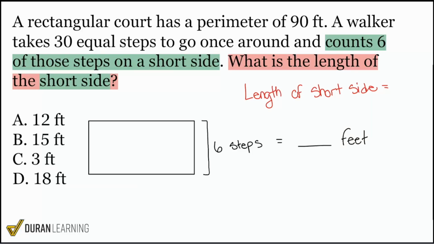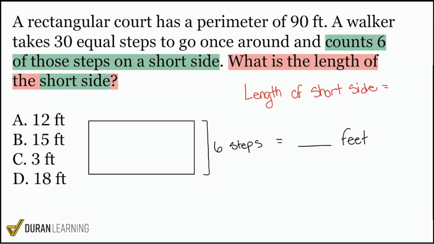So to do this, everybody, if we knew how long one step was, do you agree that we could just take one step and multiply it by 6, and that would give us the total distance? Do y'all think that that would give us the answer? If I knew how far one step was, I could multiply one step by 6 to get 6 steps. Yeah, we can. So let's figure out now how far one step is.